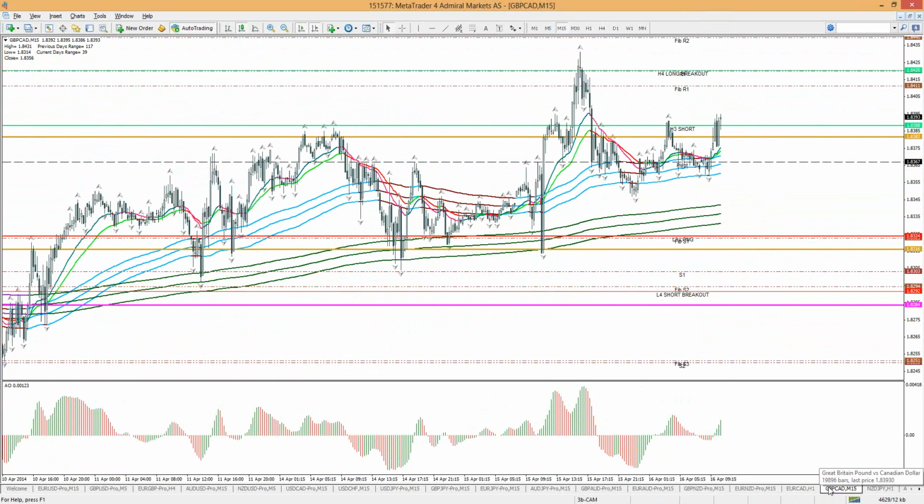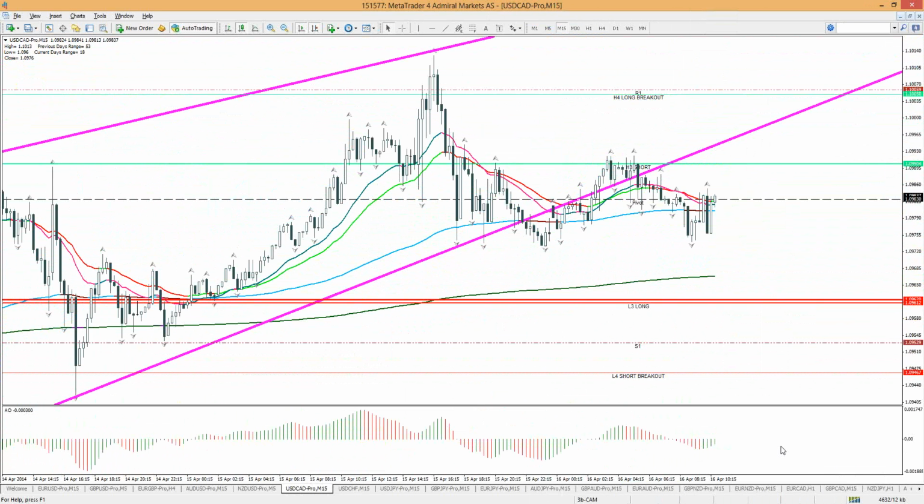Pound CAD is also moving up a bit, so there seems to be maybe some CAD weakness if you look at the Euro CAD and Pound CAD. Not sure. Difficult to say. It's a bit early still.